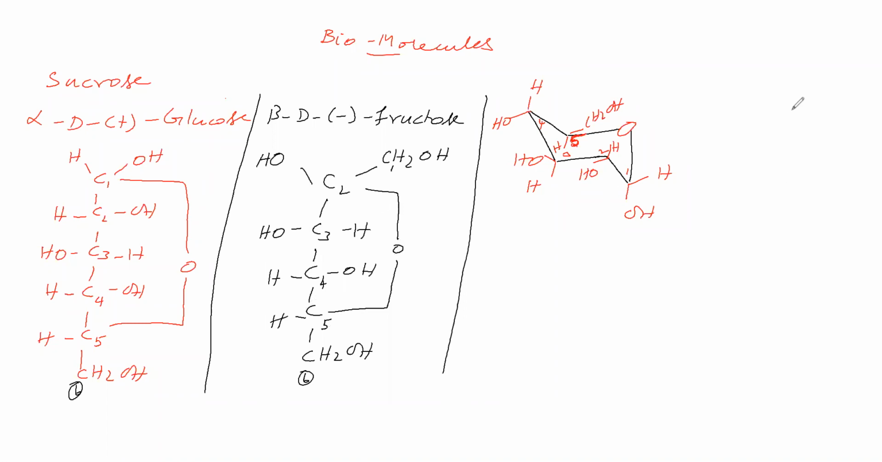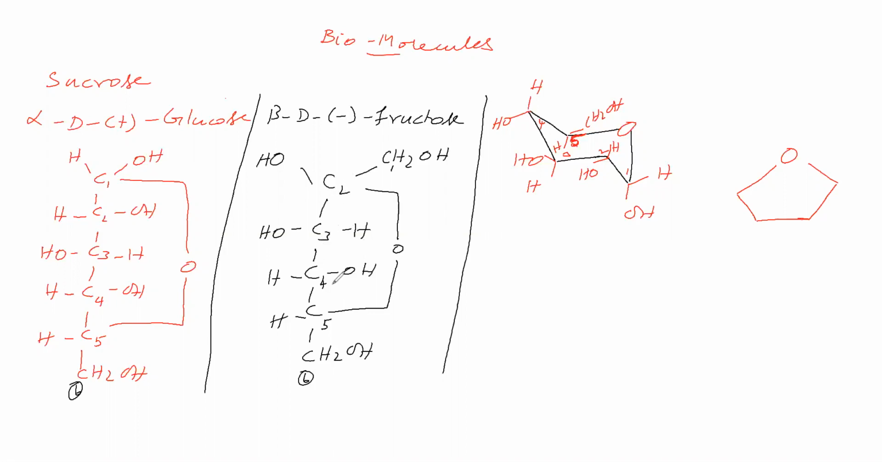So these 5 atoms we can write like a furan structure. The earlier structure is called a chair form. Here the 5-membered ring we can write as a furan structure, so it is the furanose form. So in this cycle, which carbons are there?